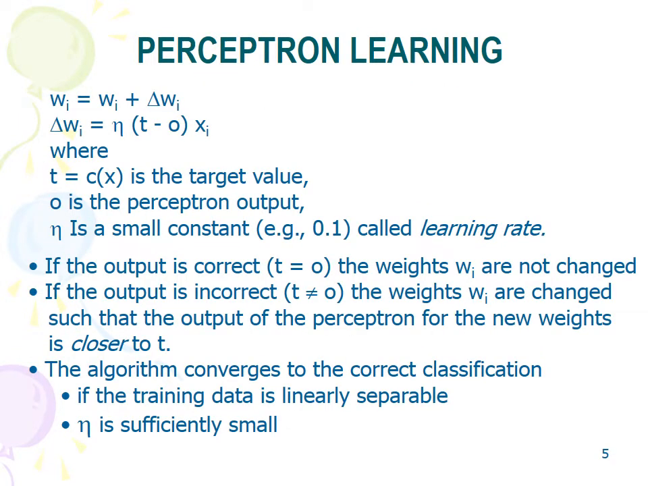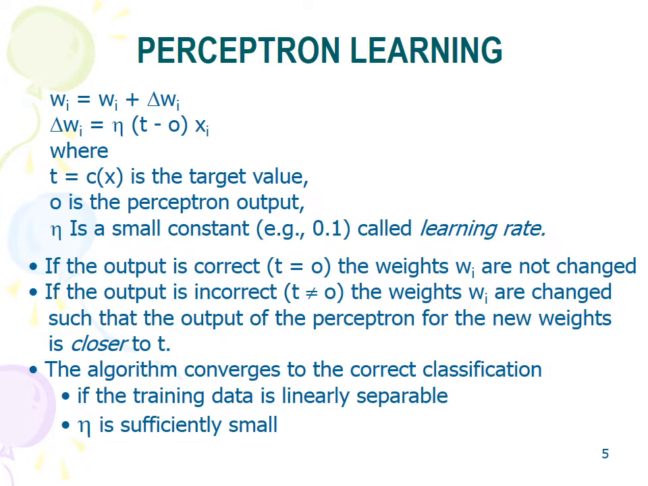Here the weight value will be changing, and the change in value is maintained as delta wi. The change in weight is given by delta wi equal to eta into (t minus o) into xi, where o is the perceptron output and xi is the input value. t is equal to c of x, t is the target value, which is a constant value. And eta is a small constant, for example 0.1, which is called the learning rate.